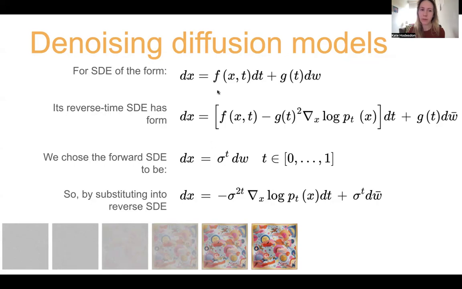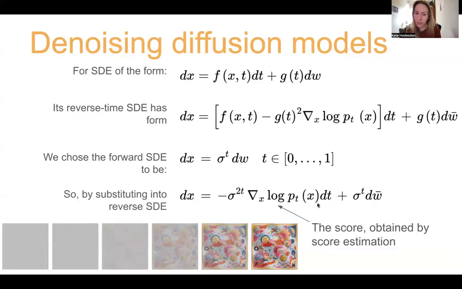So if we look at this in the general form, then our f is just 0. We don't have a function here in x, and G, our stochastic component, is just sigma to the T. So if we plug in that F and that G into the reverse SDE, then we get this. And this chunk here is the score, which we know we can estimate using score estimation. And sigma was just the constant that we chose when we defined our forwards noising process.